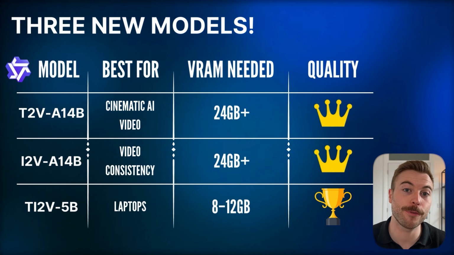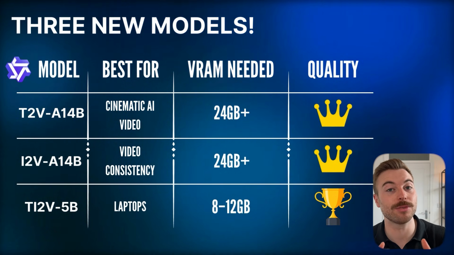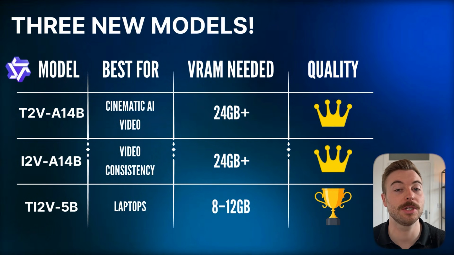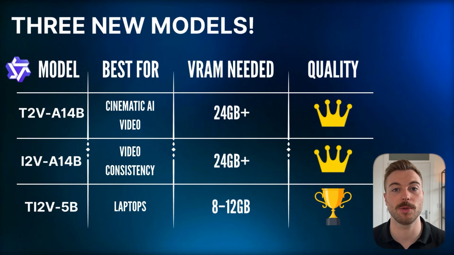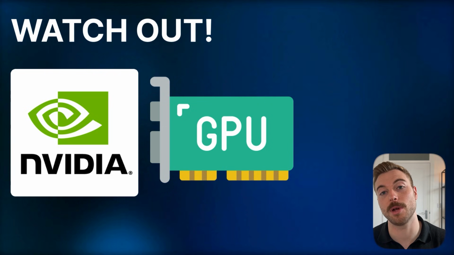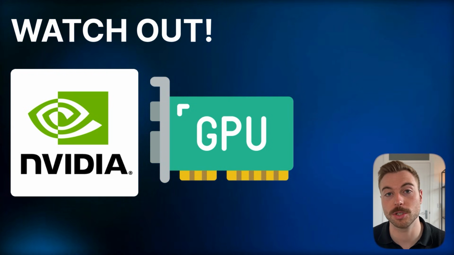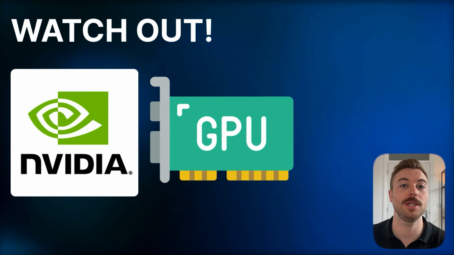The other side is that 5 billion parameter model, and it is really good for being able to run it locally to get some really good quality outputs, but there is something you need to watch out for. And that is that a lot of these models are really optimized for GPU performance, so graphics processing unit, i.e.